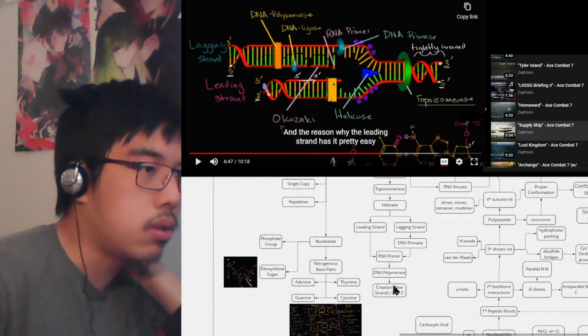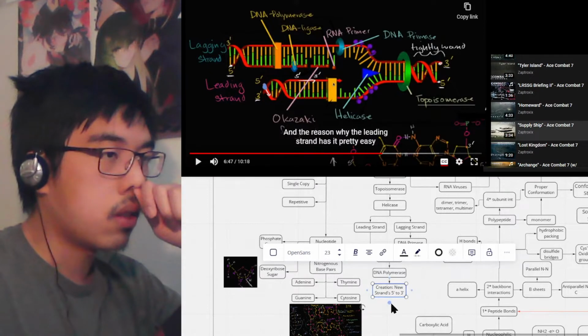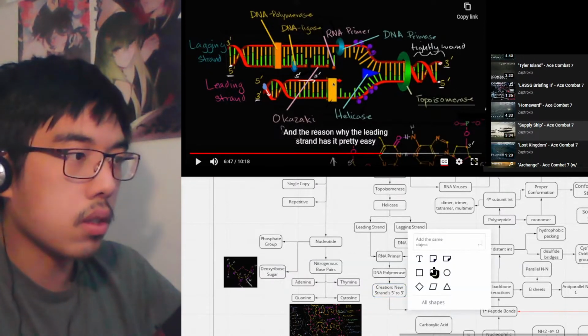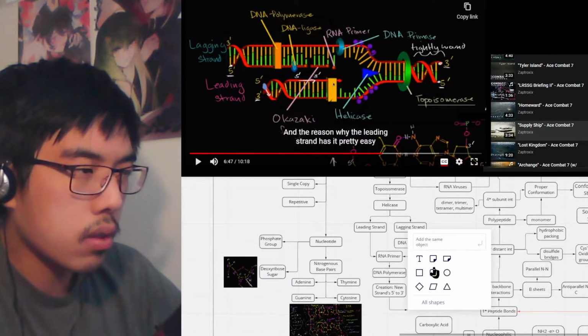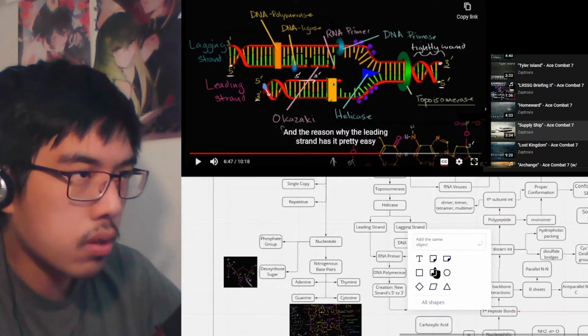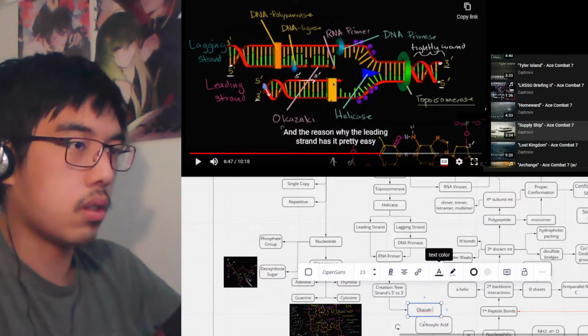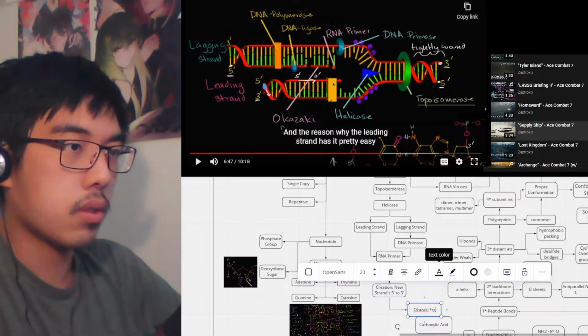What we need to include then... yes, okay, so this creates an Okazaki fragment that needs to be completed with the DNA ligase. Yes. Okay. Okazaki fragment.